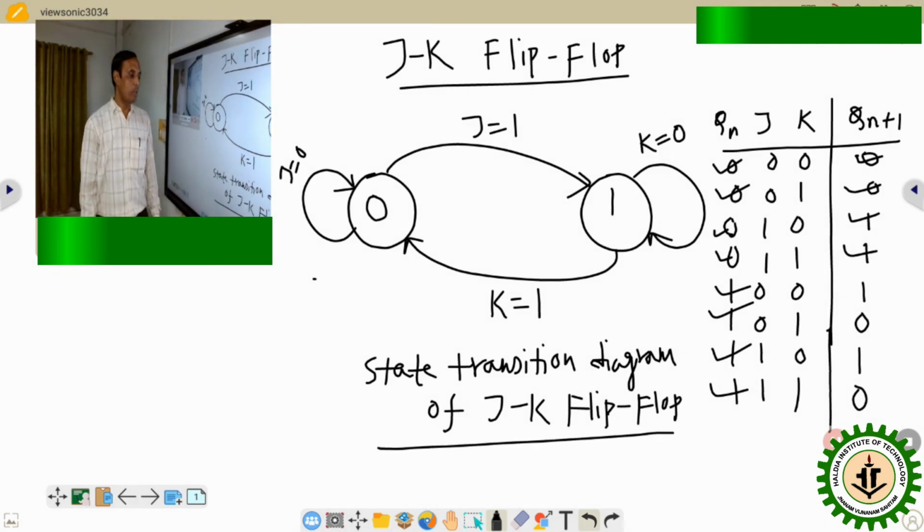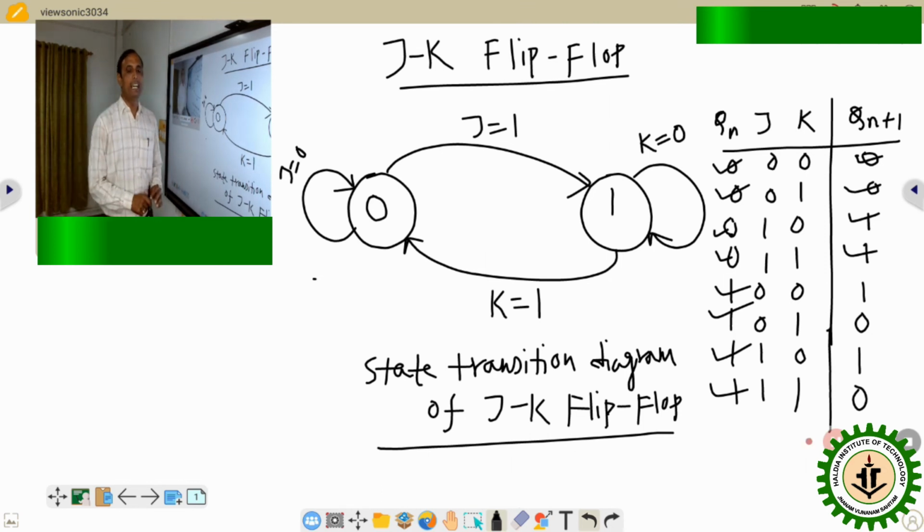So this is the state transition diagram of the JK flip-flop. From this diagram we can basically understand what the value of the input is by which the state will change. It may change or may not change. 0 to 0 means not changed, 0 to 1 changed, 1 to 0 changed, 1 to 1 not changed. In which condition of the input this will happen is what the state transition diagram indicates.